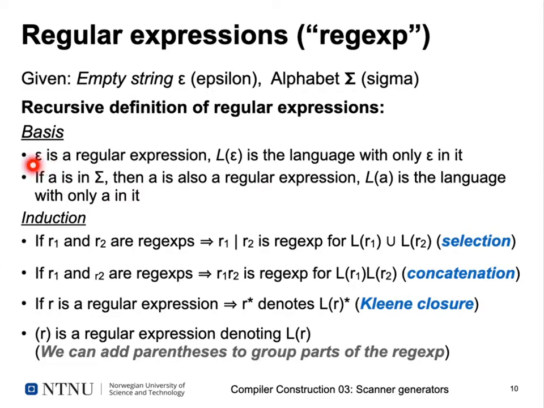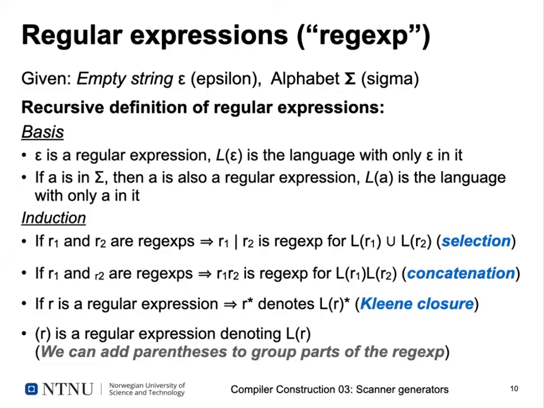The empty string epsilon is already a regular expression, and we can build a language out of this, and L of epsilon, the language just defined by epsilon, is the language which has only epsilon in it, so the empty word. Of course, this is not very useful in itself, but it's a useful building block. The second basic element here is if a character A is part of our alphabet sigma, then this character A itself is also already a regular expression, and L of A, the language generated by this symbol, is the language that only has the symbol, the character A in it.